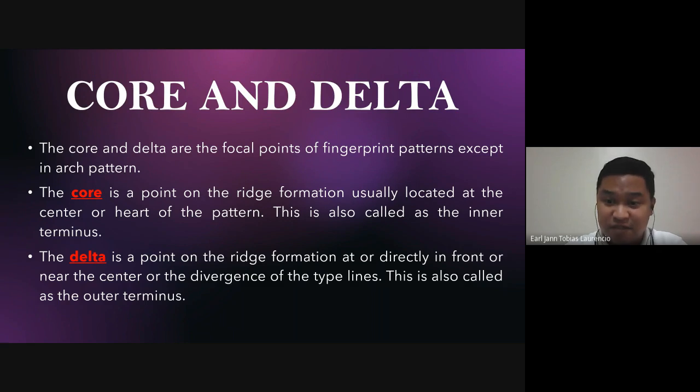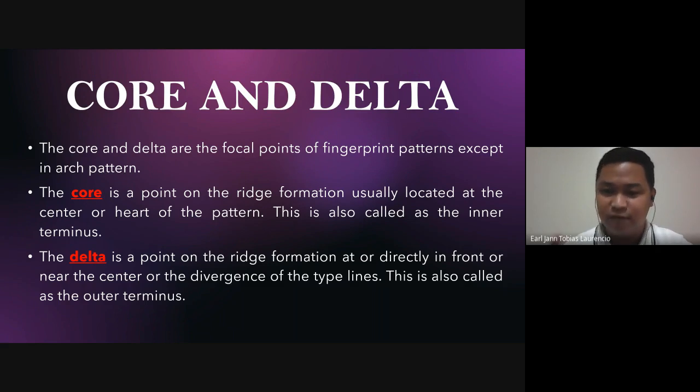But before we forget, take note also that the core and delta are actually friction ridges. These are friction ridges. Okay? So a friction ridge that is located at the heart of the fingerprint pattern is often referred to as the core or the inner terminus, while the ridge that is located in front of, near, or even at the center of the point of divergence of the type lines is the delta of your fingerprint pattern.